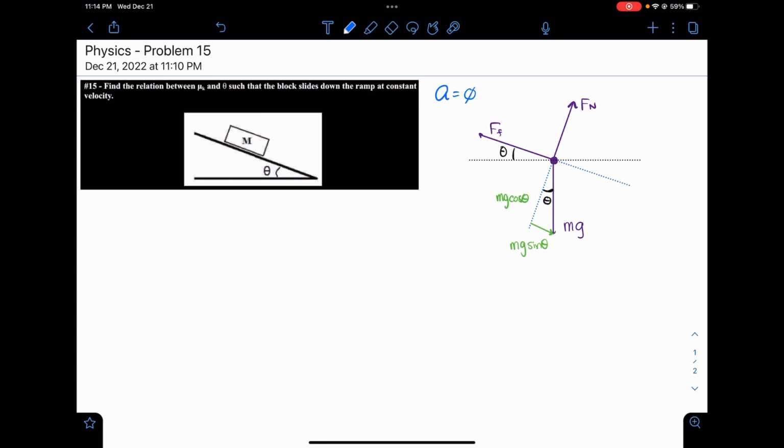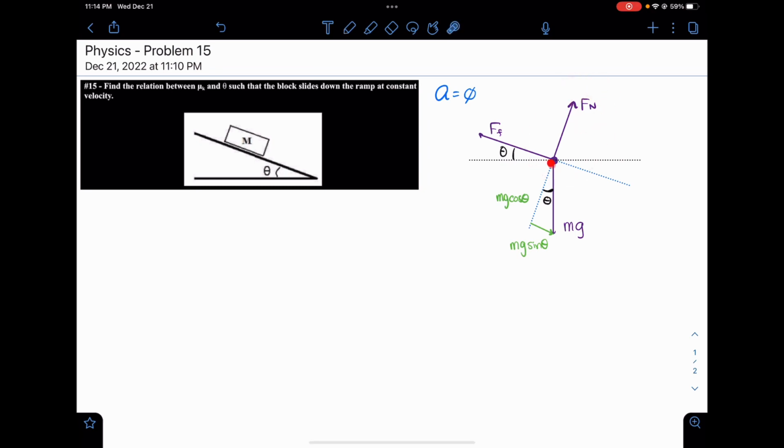I went ahead and drew our free body diagram already, mostly just to avoid doing art in front of you guys. But if this is our angle right here and our ramp, the black dotted line is our traditional horizontal x-coordinate. This blue line right here is going to be our new frame of reference y-coordinate system, and then this line right here is our x-coordinate system for our new frame of reference.